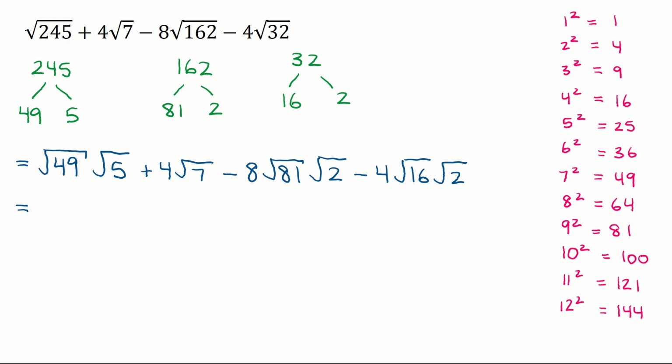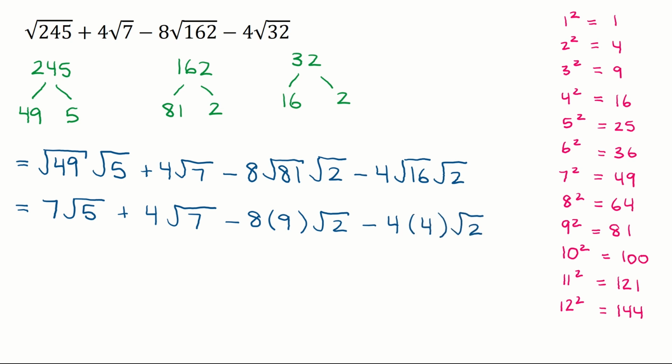Then we square root our perfect squares, so 49 will give us 7. The 4 root 7 stays the same. 81 will give us a 9. And the 16 will give us a 4. We can simplify by multiplying some of those numbers together. So in terms of the 8 times 9, that will give us a 72 root 2. And the 4 times 4 gives us a 16 root 2.